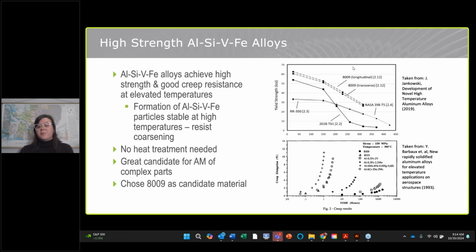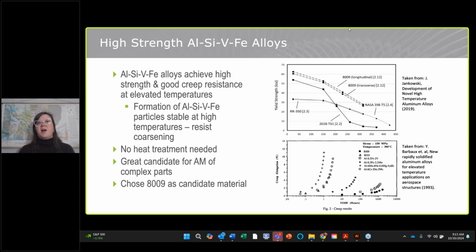Also, these tend to have good creep resistance for aluminum materials, so another high temperature property. So on the bottom there, you're seeing the creep elongation versus time for different temperatures. And we're going to be talking about the solid circular dot that's on the very bottom right of that graph. So knowing about these materials, we wanted to take advantage of this for AM.